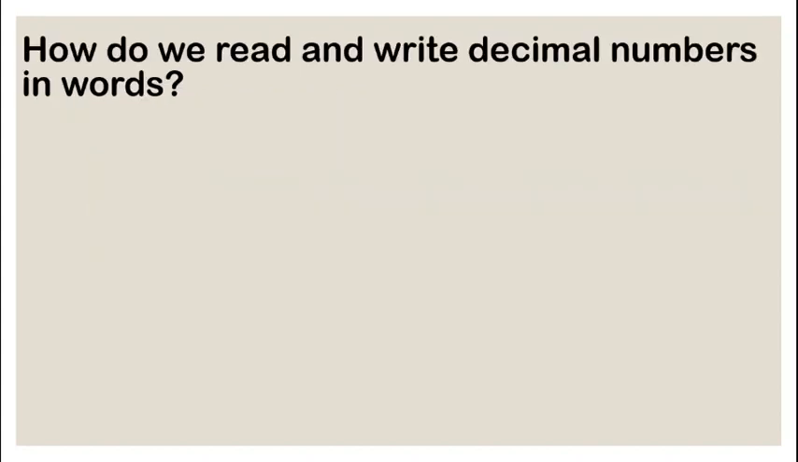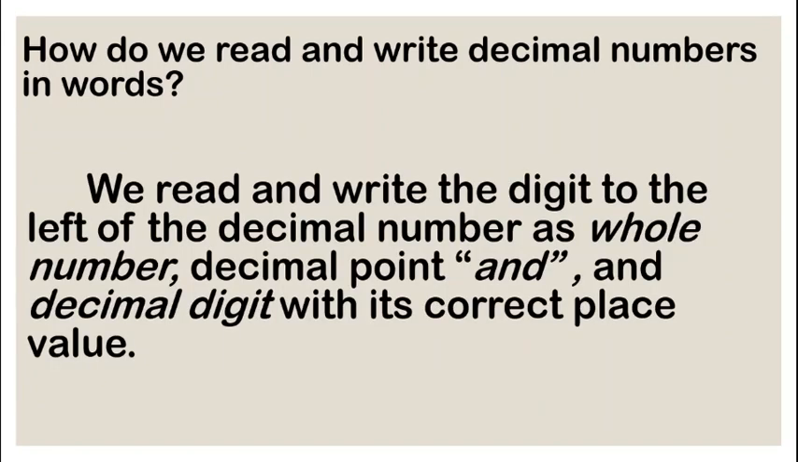So how do we read and write decimal numbers in words? Always remember that we read and write the number to the left of the decimal point as a whole number first. Next, the decimal point we use in words as "and". Then the decimal digits with their correct place value.